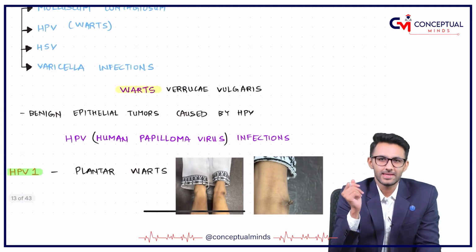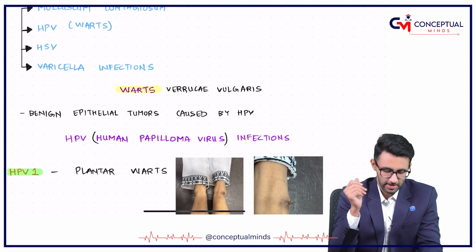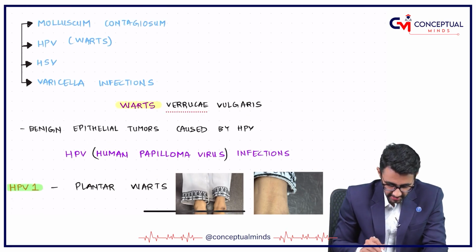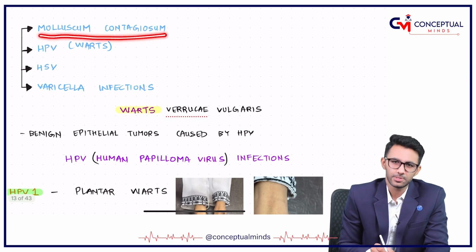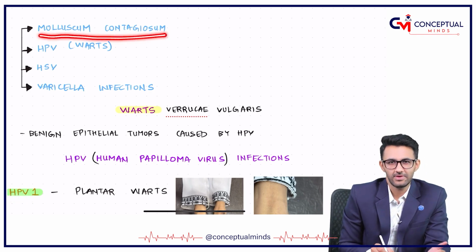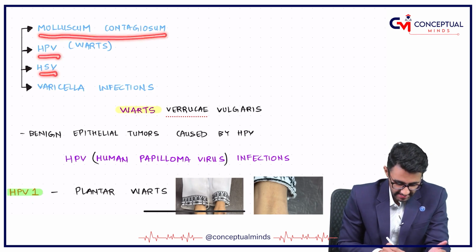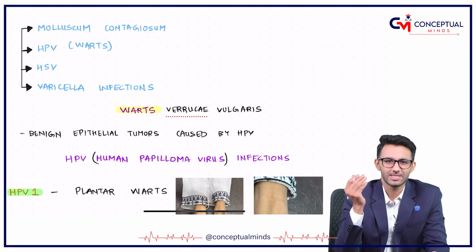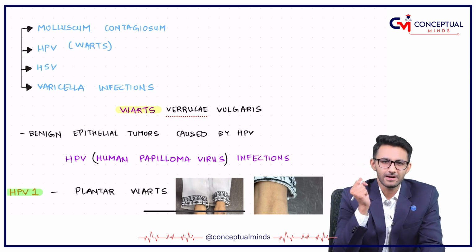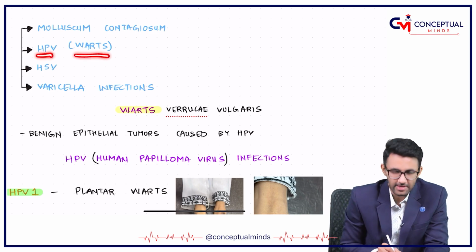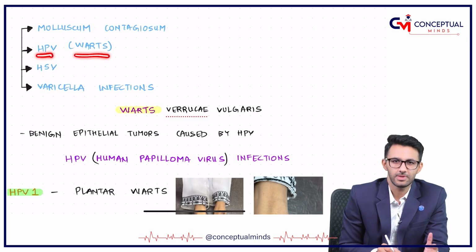So let us continue with the next topic in skin infections, that is the viral skin infections. The first one is going to be Molluscum contagiosum, followed by HPV, HSV and the varicella infection. So what is the full form of HPV? HPV is human papilloma virus, and HSV is Herpes Simplex Virus. HPV is usually what we refer to as warts, which is the next topic we will discuss.